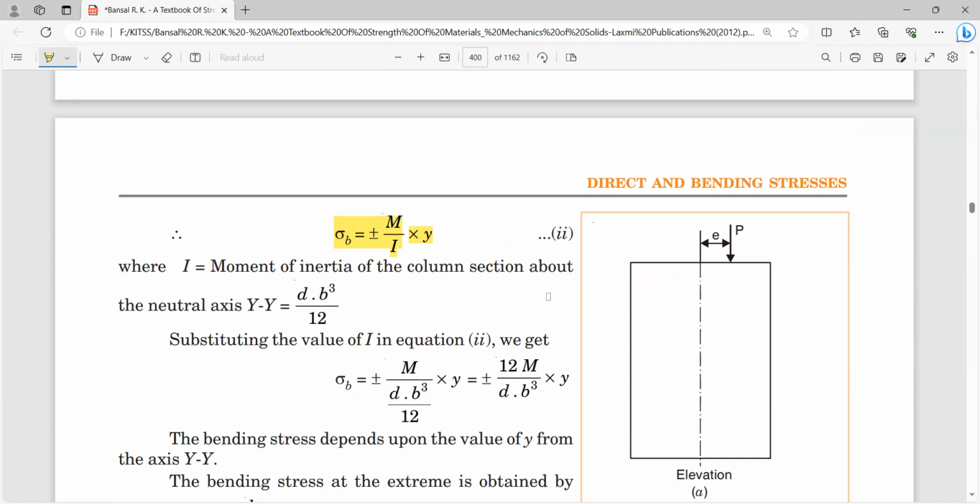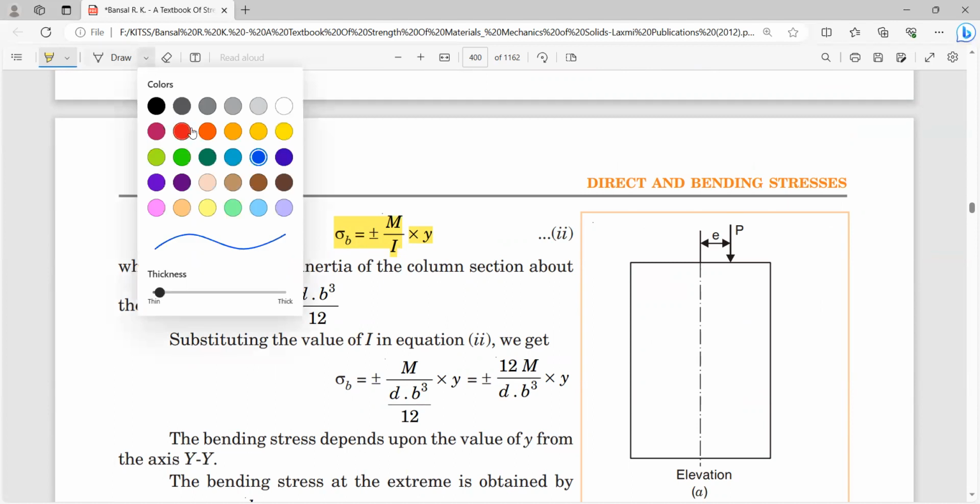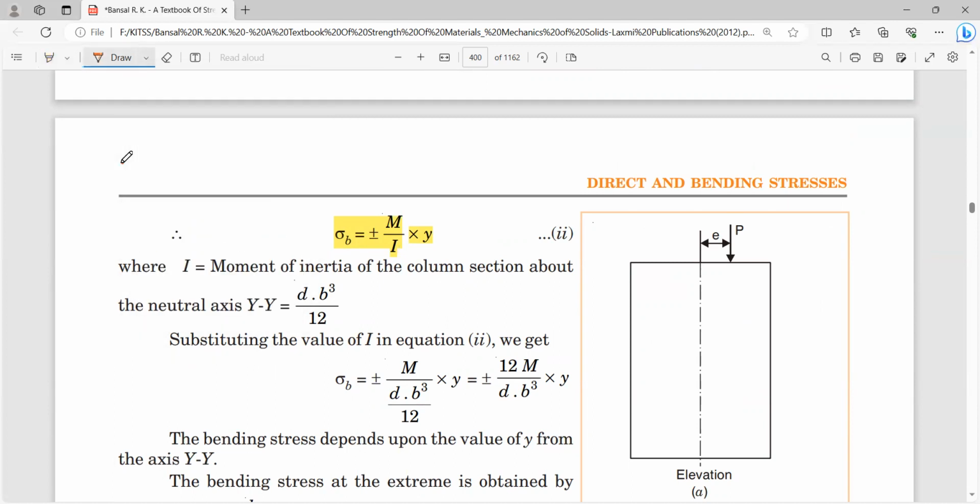Let us suppose we consider this section as a column. Because of the eccentricity, a moment will develop, moment is equal to P into e. The moment will develop about the vertical axis, it will bend about this vertical axis. So we have to consider the moment of inertia about the vertical axis only, Iyy.